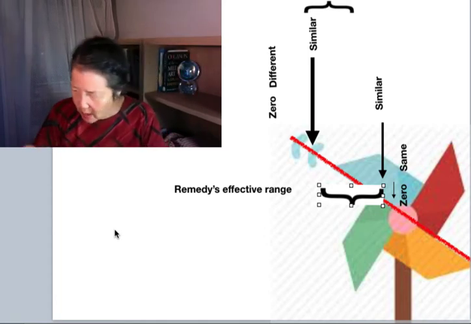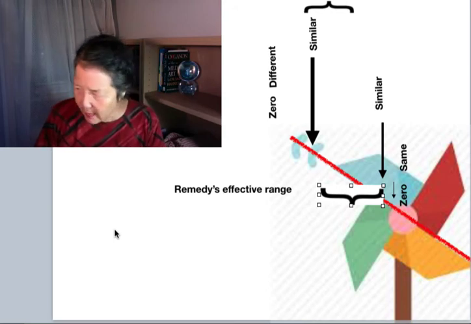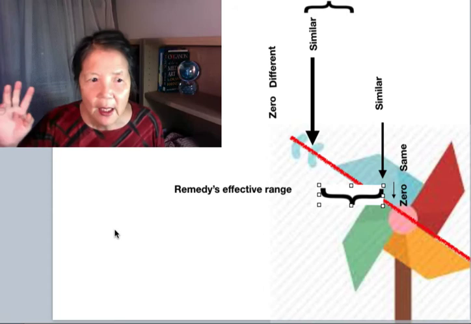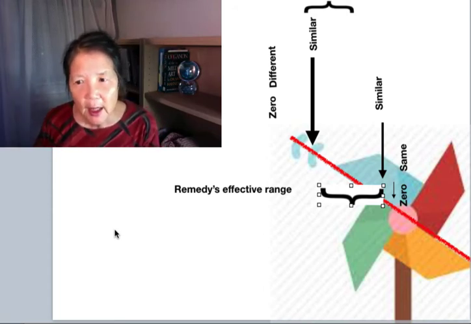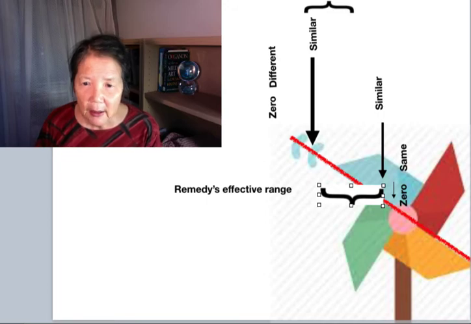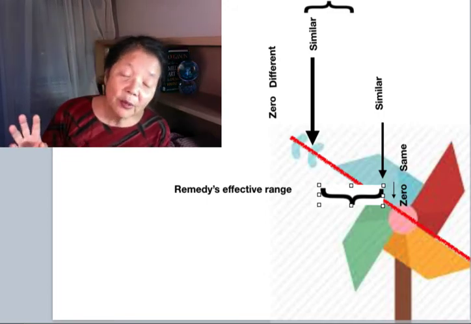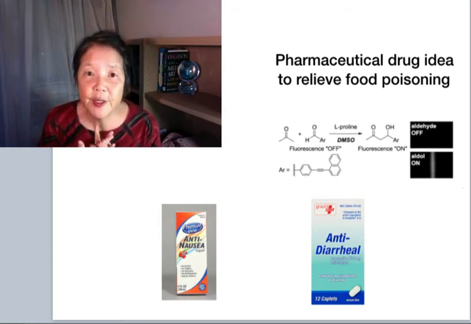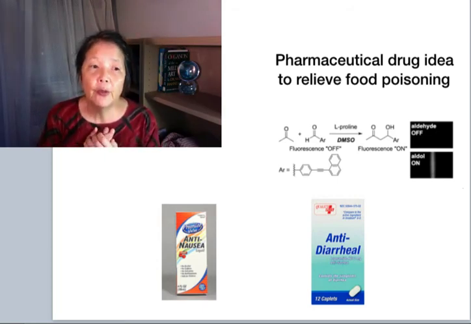After you've used many different remedies and then you find one that works, you really feel like, boy, that was the remedy that I needed. And, you know, that can happen. In reality, similar remedies can work. Now, what is the pharmaceutical drug industry's idea of relieving something like food poisoning?